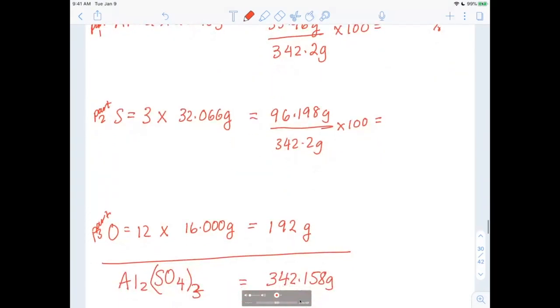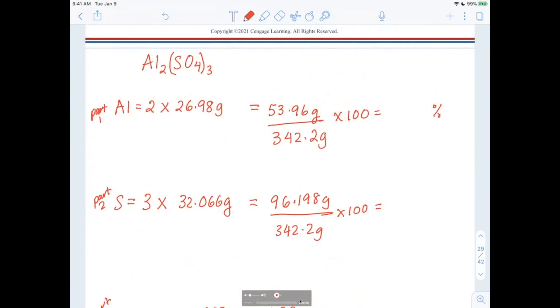Oh, we don't have a lot of space down here. We'll squeeze it in there. Times 100. And what do we get? Okay. So for 53.96 divided by that times 100, I get 15.77% for my first one.